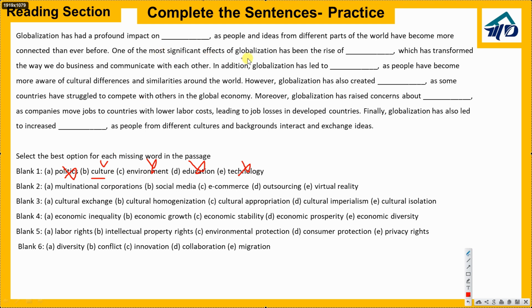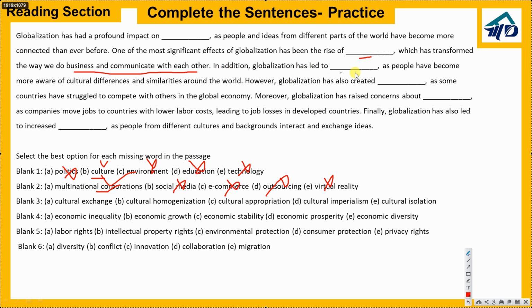One of the most significant effects of globalization has been the rise of Dash, which has transformed the way we do business and communicate with each other. Business is there, communication. Multinational corporations, the rise of MNCs, social media, e-commerce, outsourcing, virtual reality. No, all these are eliminated. I'll go with number A.